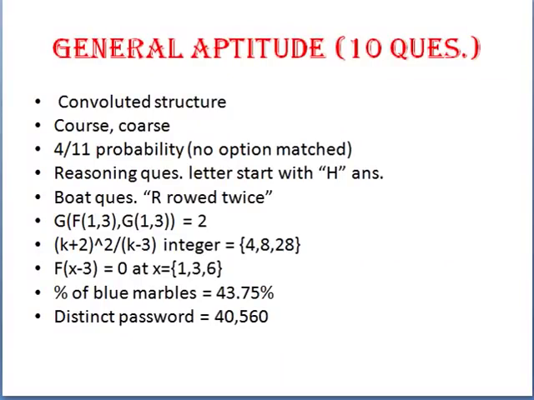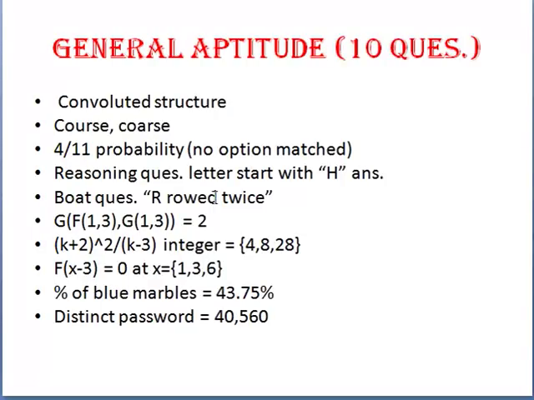Here I will not discuss the questions too much, because you now have the question paper with you, so just check your answers. There was one question from the English part where the answer has a convoluted structure. Another question has the answer course and course, and there was one bonus question, the 4/11 probability answer, because no option matched. There was a question from the reasoning part where the answer starts with the word H, that is option C. And there was a board question, where the answer has R written twice.